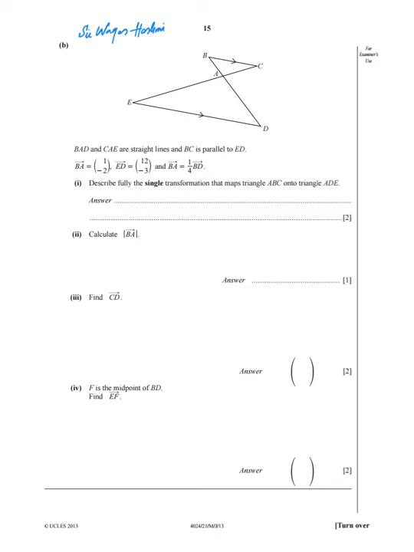Alright, in part B, it says that BAD and CAE are straight lines. BC is parallel to ED. BA is (1, -2), ED is (12, -3), and BA is 1 upon 4 of BD. Describe fully the single transformation that maps triangle ABC onto ADE.